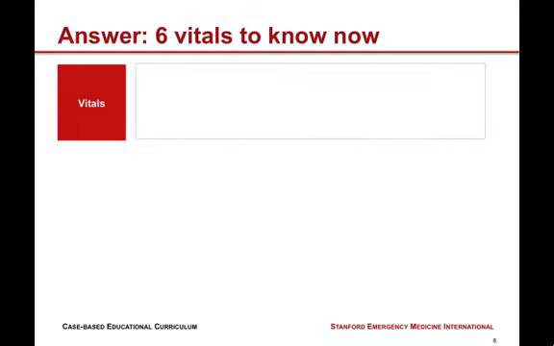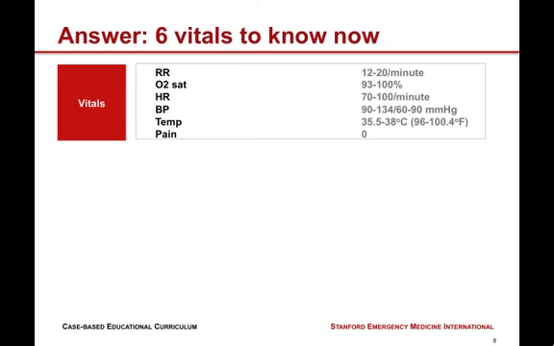There are 6 vital signs that you want to know: the respiratory rate, oxygen saturation, heart rate, blood pressure, temperature, and degree of pain. The normal values for those 6 vital signs appear on the screen. This patient has a respiratory rate of 44. As you can see from the video, that means the patient is tachypneic.